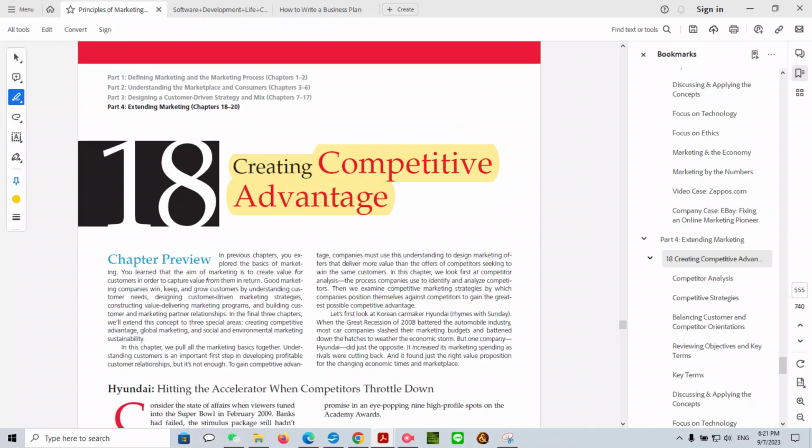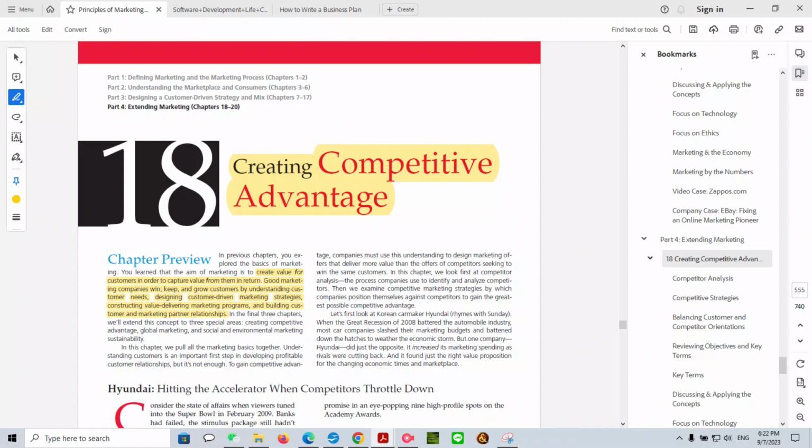In previous chapters, you explored the basics of marketing. You learned the aim of marketing is to create value for customers in order to capture value from them in return. Now, good marketing companies win, keep, and grow customers by understanding customer needs, designing customer-driven marketing strategies, constructing value-driven marketing strategies, and building customer marketing partner relationships.